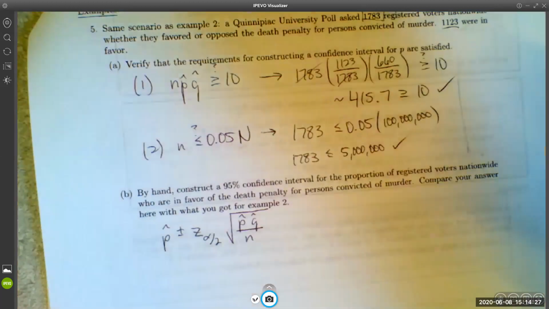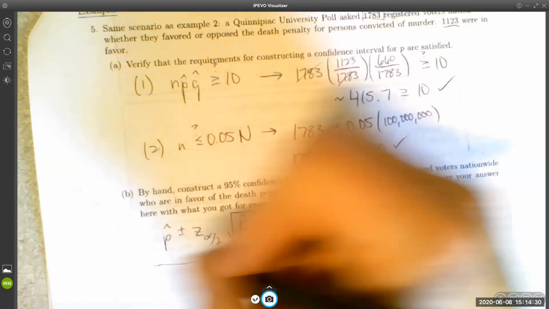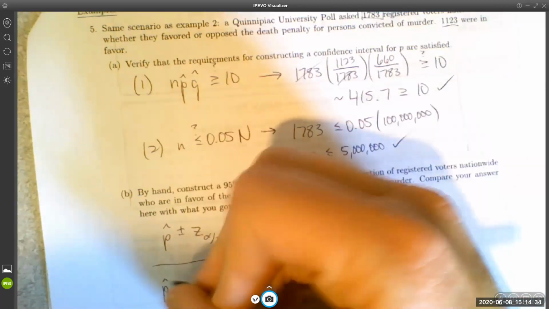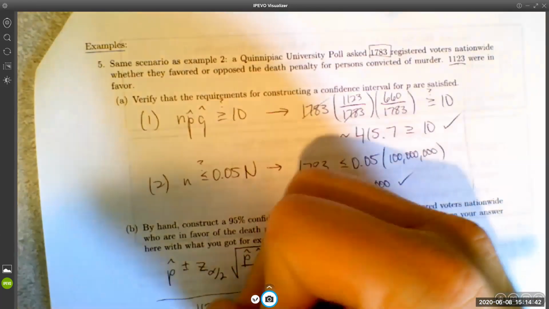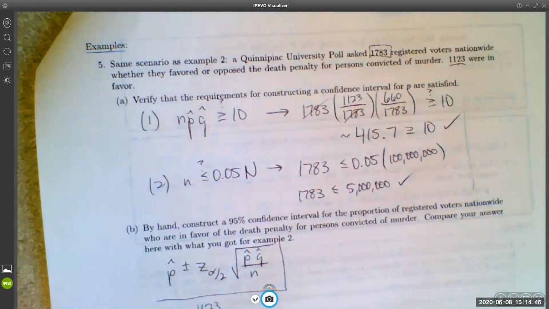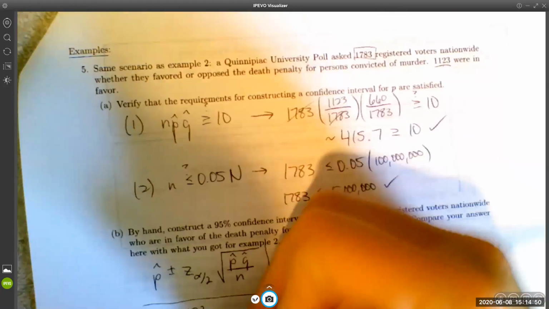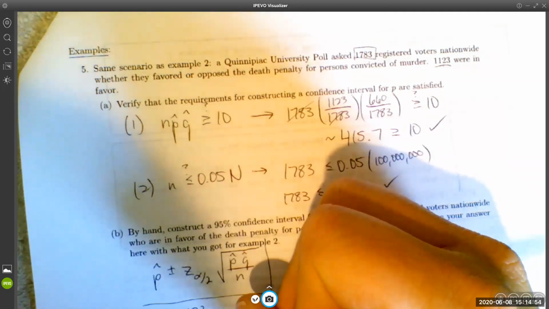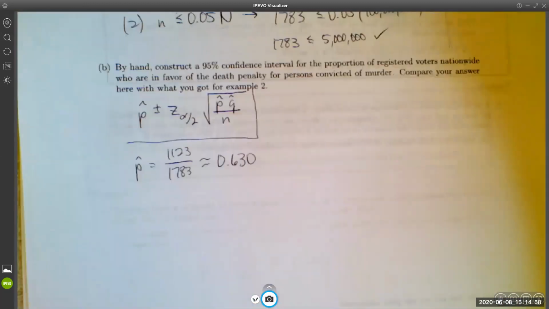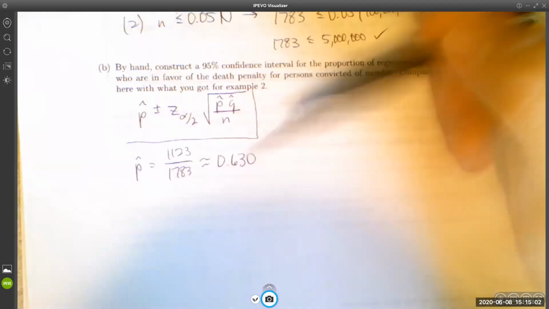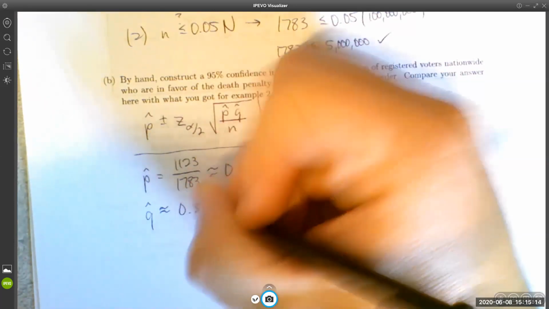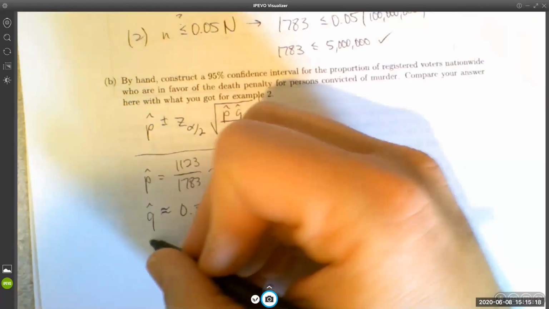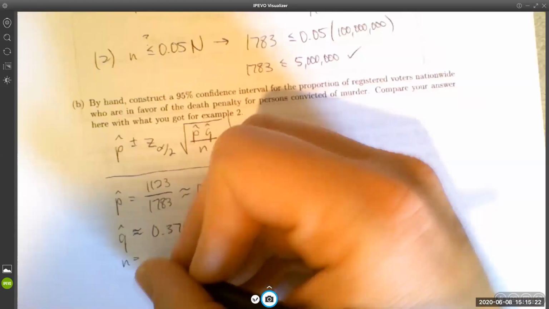So first things first, let's figure out what p hat is. Before I can use this formula, I need to do some scratch work. So p hat is going to be 1,123 out of 1,783. That's about 0.630, if we round it to 3 decimal places. So I need p hat, I've got it. I need q hat. Well, q hat is just 1 minus p hat. So 1 minus 0.63 is 0.37. So q hat is about 0.37. I need n. N is given in the problem: 1,783. That's our sample size.